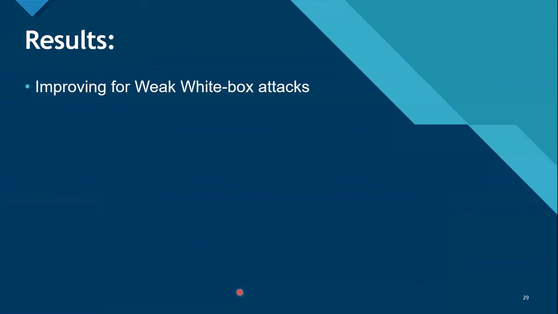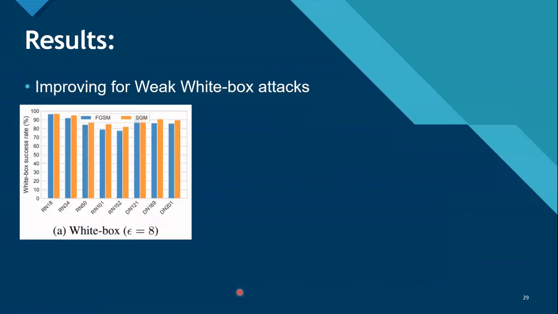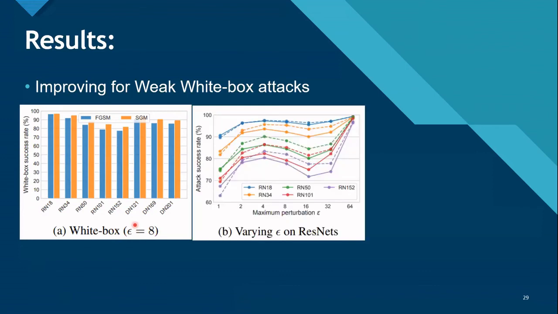They also finally looked at weak white-box attacks. These would be single-step FGSM attacks. So here, looking at the source and target models being exactly the same, when we apply the SGM method to basic FGSM, in each of the cases, we end up with a slightly better attack against the maximum perturbation being set to epsilon 8.